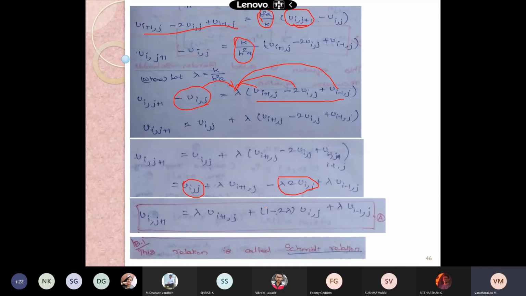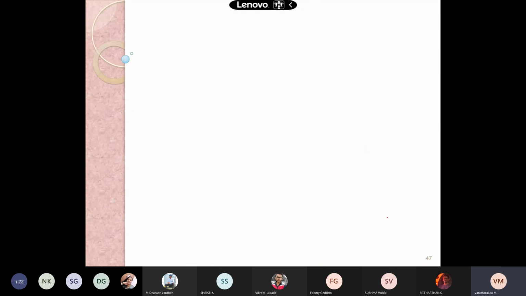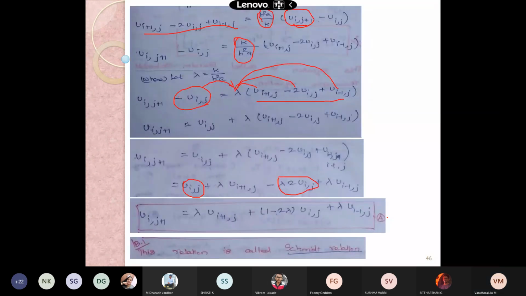This relation is termed as the schmidt relation, and this is how we can recognize this formula. See, this is what our focus, and this is u(i, j), and this is u(i-1, j), and on the RHS we have u(i+1, j), and the coefficient associated with both the terms is lambda, here 1 minus 2 lambda. By making this diagram, you can remember this particular schema relation.